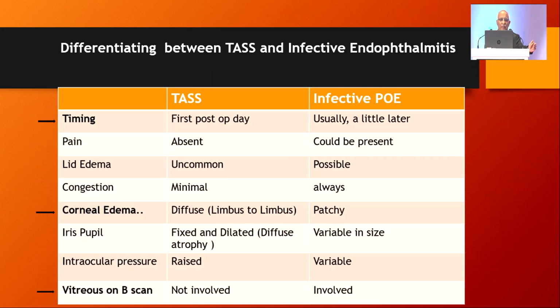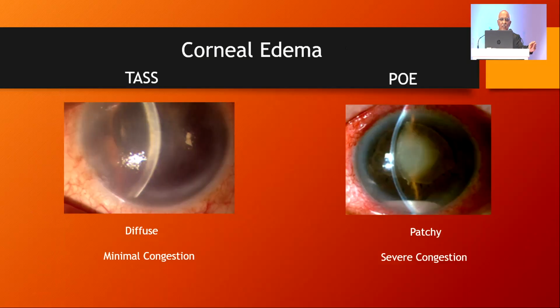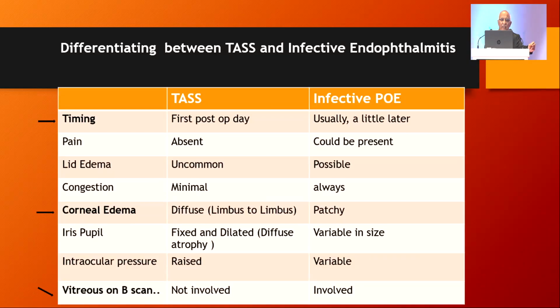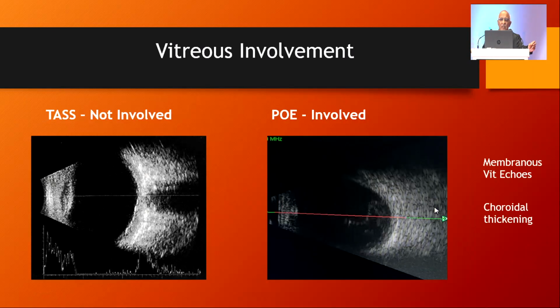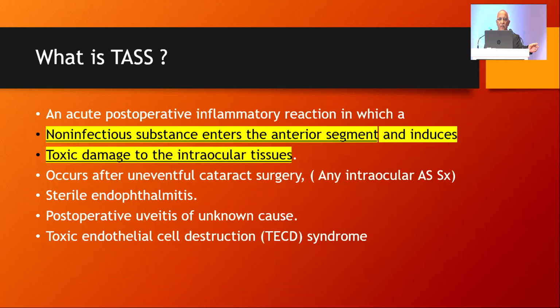Coming to the corneal edema, it is diffuse in TASS with minimal or sometimes no congestion. Limbus to limbus is the typical description given. It is patchy in postoperative endophthalmitis, but the congestion here will be severe. And finally, the vitreous on B scan especially: the vitreous is not involved in TASS, but can show membranous vitreous echoes and choroidal thickening in postoperative endophthalmitis.